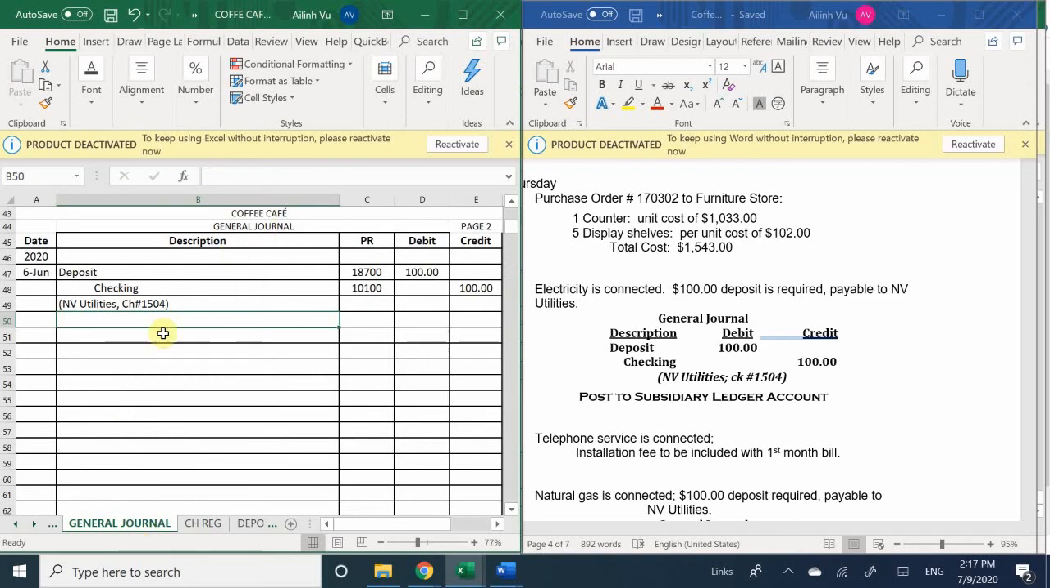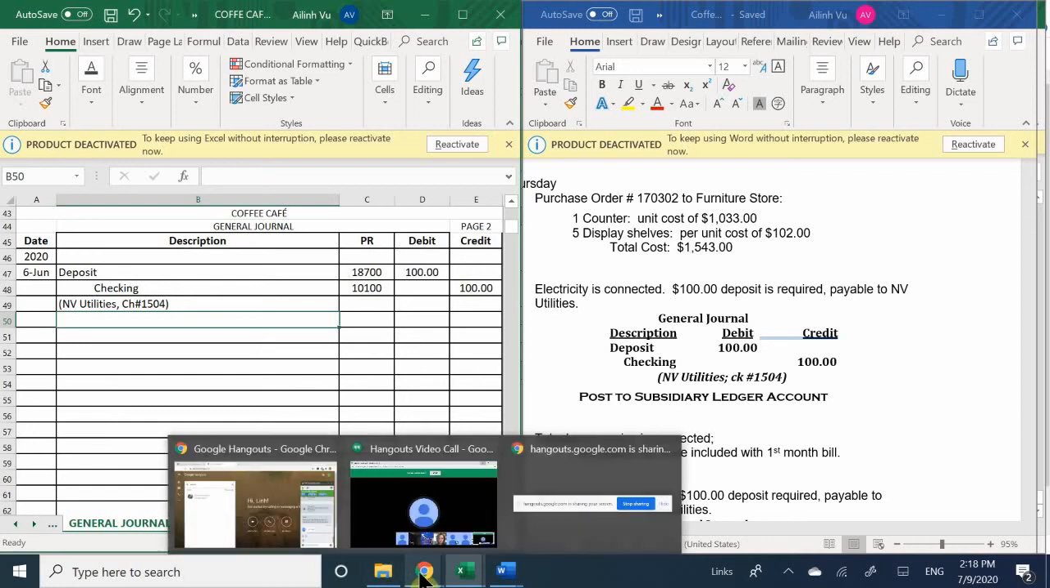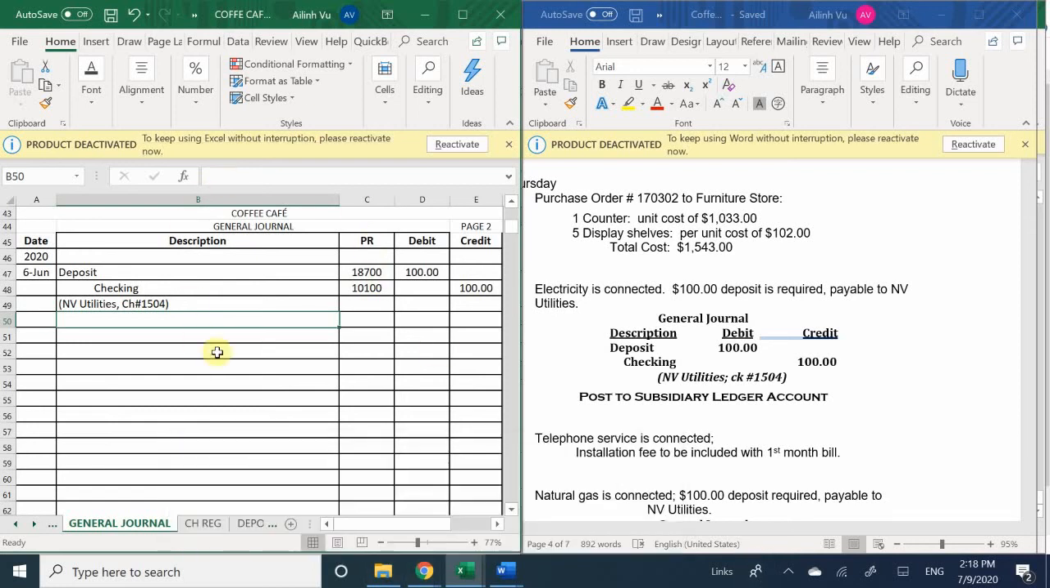Okay, make sure you fill out the rest of your description. So we're doing the general journal. We have the electric connection, $100. Now we got checking, $100. Okay. Now that we've done that, we're finished our journal. Where do we go next?